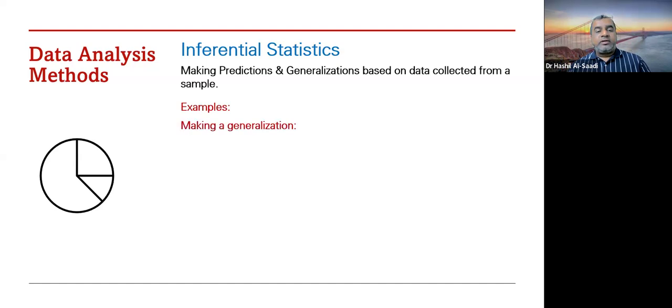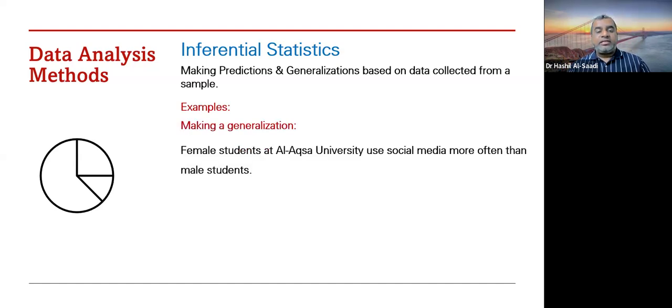So let's take an example of making a generalization. For example, female students at Al-Aqsa University use social media more often than male students. So this is one of the generalizations we are making based on the data. This kind of interpretation, this kind of analysis, is based on the data you have got. You see this pie chart on the left-hand side? Based on this, you can make this generalization.